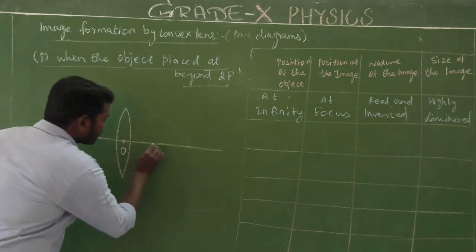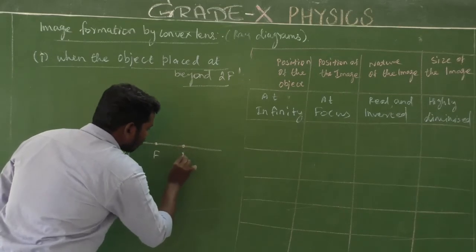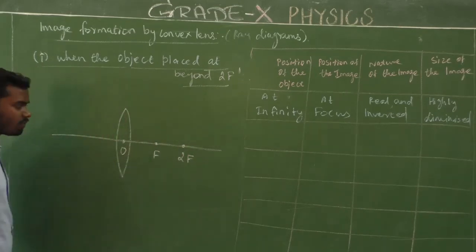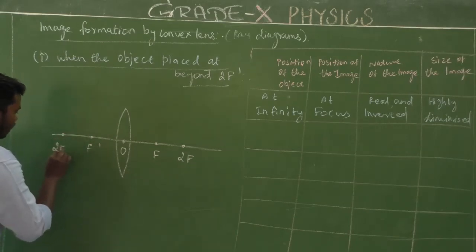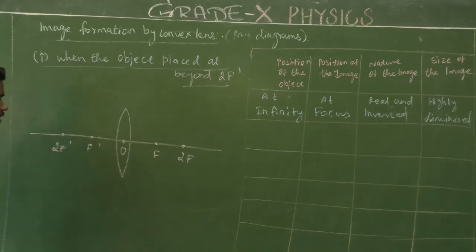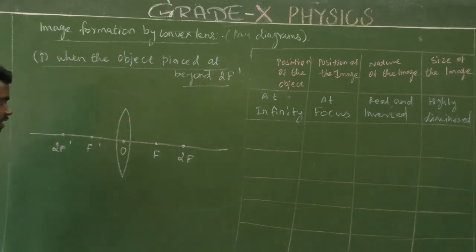Then this is the focus, the first focus, then this is twice of its focus. Then this is the second focus, and this is twice of its second focus. So very simple. Is it clear? Okay, where am I going to place the object now? I am going to place the object beyond the 2F dash, which means here.